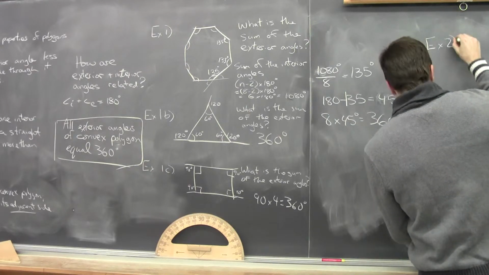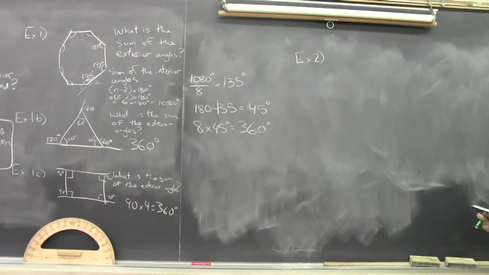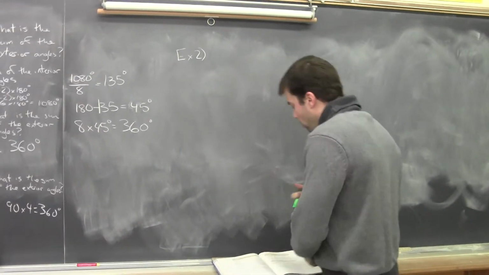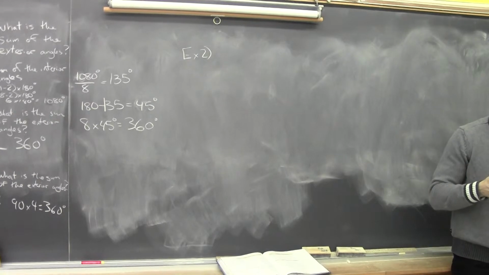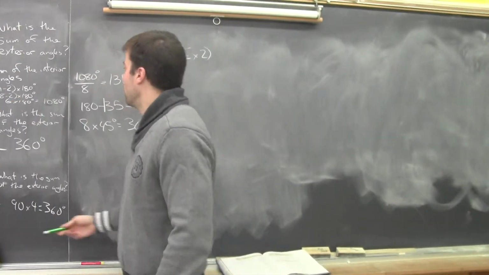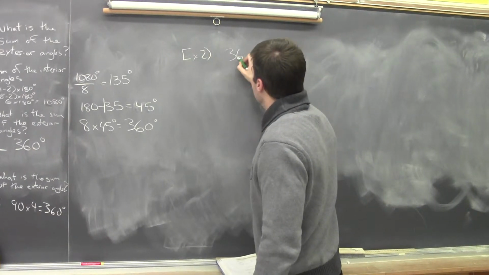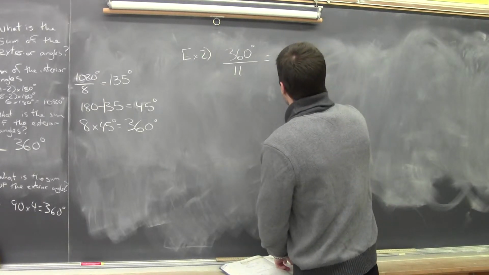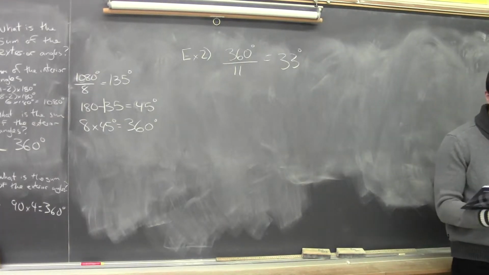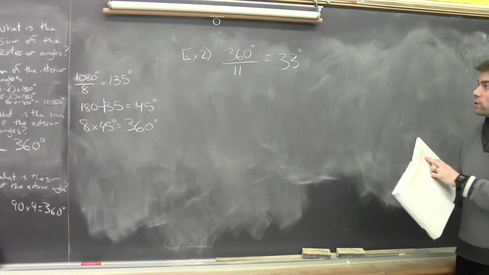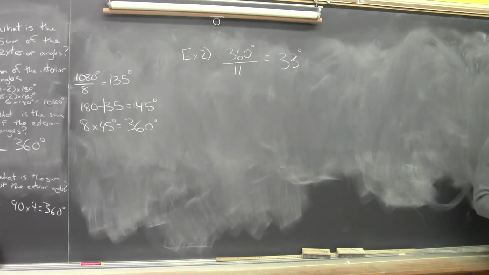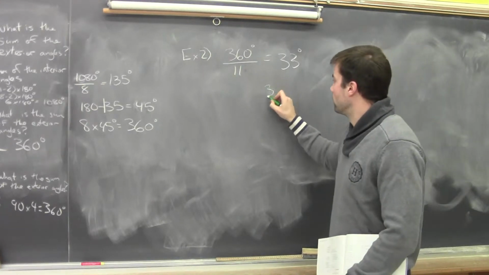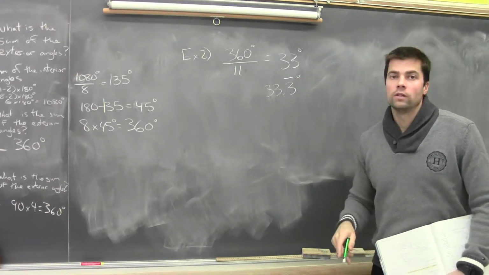Example number 2. It says, determine the measure of each exterior angle in a regular 11-gon. All right? The sum of the exterior angles, it doesn't matter how many sides, is going to equal 360. Why? Because we've just determined that here. So we can say that 360 degrees divided by 11 will give us the exterior angle. And it's important that it does say regular 11-gon, so we know all those angles are the same. So each exterior angle is about 33 degrees. They say about because 360 divided by 11 is actually 33.3 with a bar on top, right? So it's not quite.